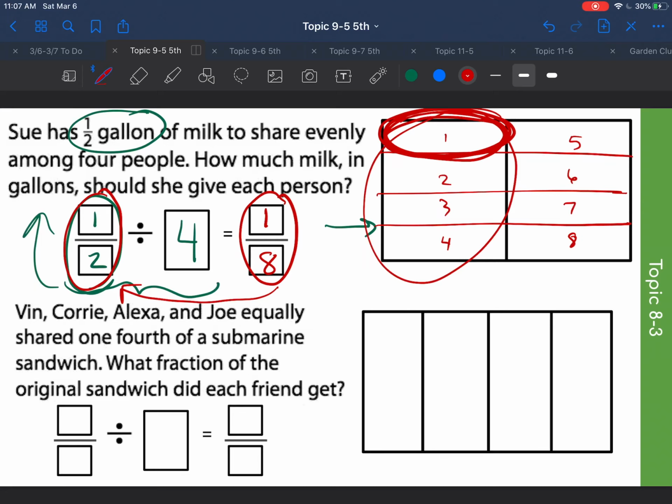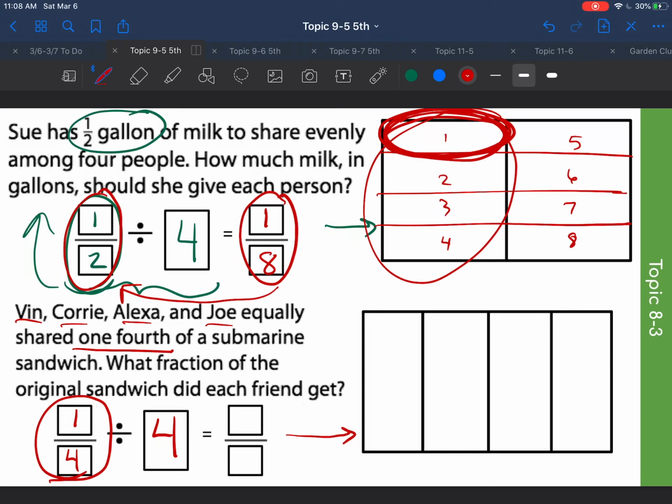Vin, Corey, Alexa, and Joe equally shared 1/4 of a submarine sandwich. What fraction of the original sandwich did each friend get? So again, what are we sharing? What are we starting with? We're starting with 1/4. And how many sections are we dividing that fourth into? Well, it's 4 friends. 1, 2, 3, 4. So divided by 4. So we know that each friend is going to get less than a fourth because you're splitting a fourth into additional pieces. So we know each friend's going to get less.